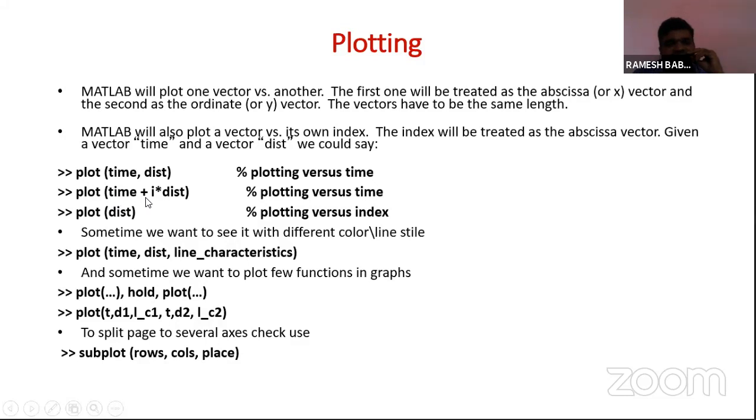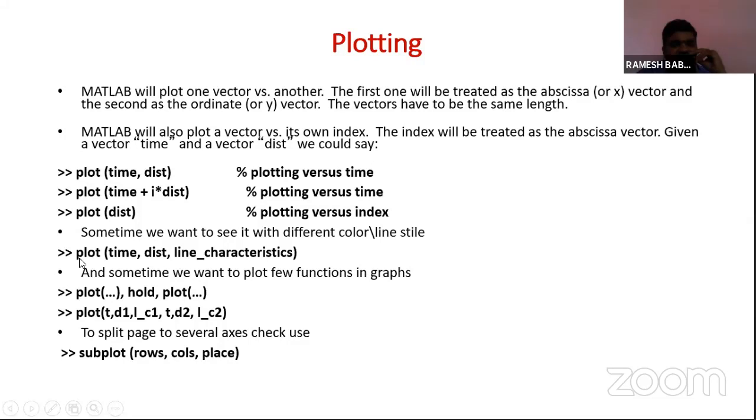Here it is a single variable, but the single variable has some mathematical operation: time plus i, and i is multiplied with the distance. So there is a mathematical operation, and that also can be plotted. And even here I used a single variable called dist, that also I can plot. In that way, plot can be used for n number of things.